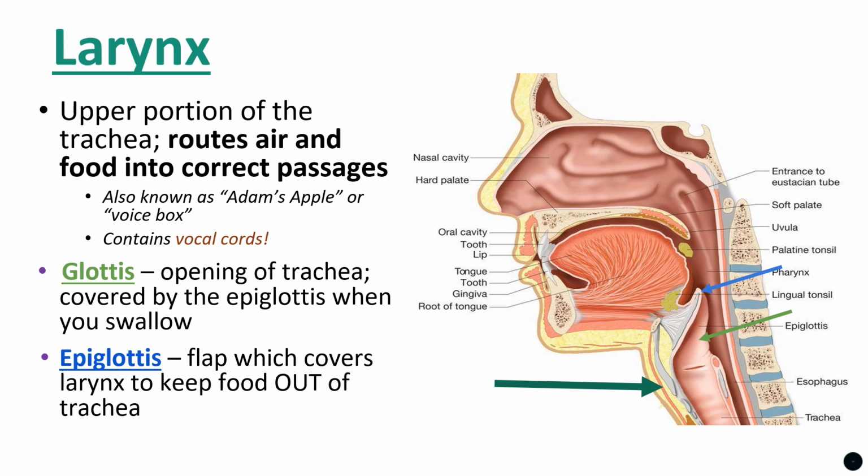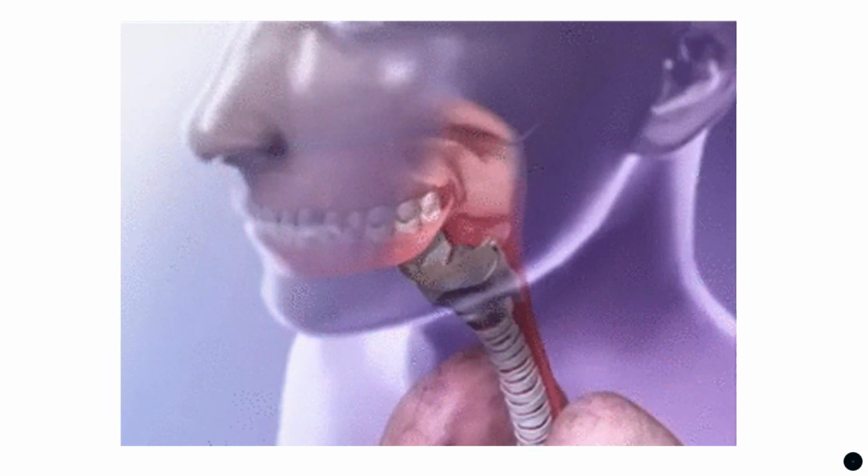In the larynx, we're going to have the glottis, which is going to be the opening of the trachea, and it is going to be covered by the epiglottis when you swallow. The epiglottis is going to be a flap, which is going to cover the larynx to keep food out of the trachea, because it's really bad when we get food in the trachea. We refer to that as aspiration.